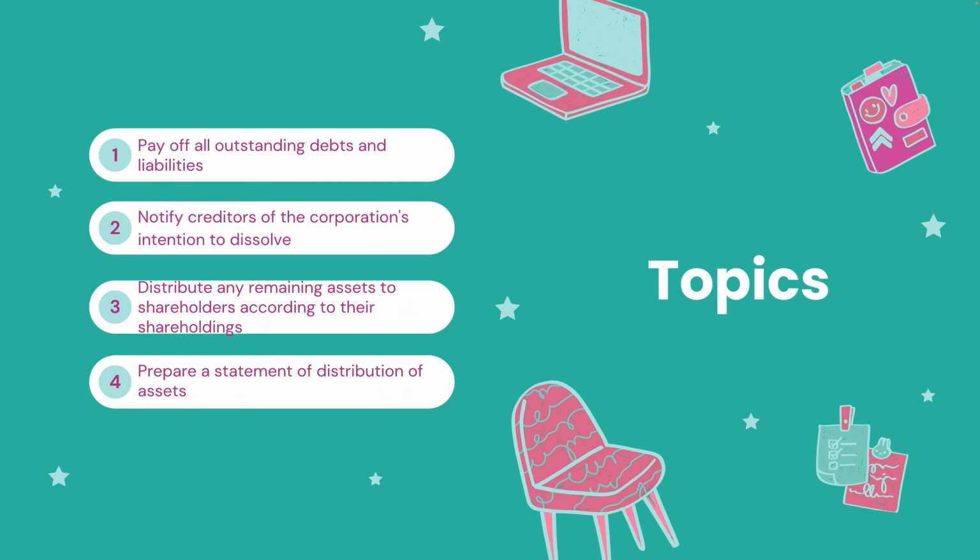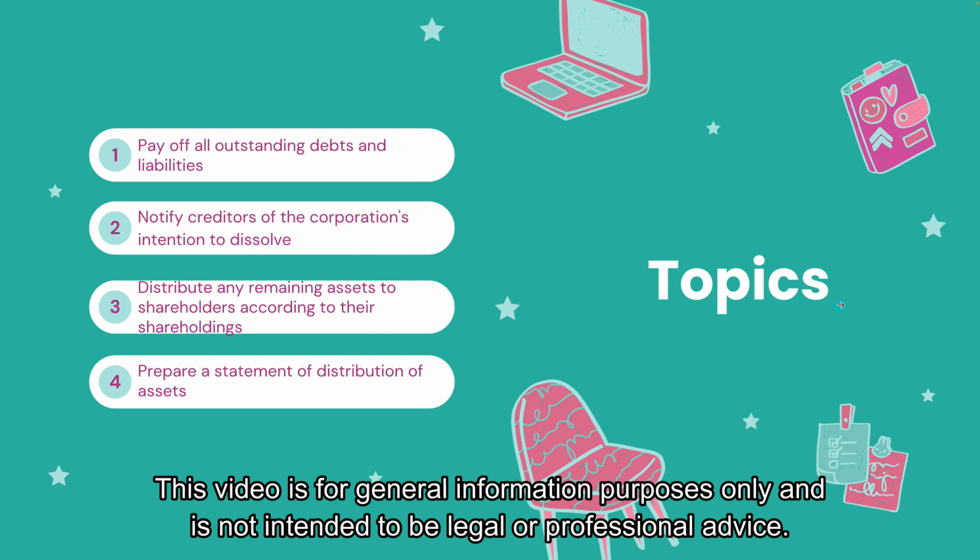Okay. So these are the topics that we are going to be covering today. Number 1 is paying off all outstanding debts and liabilities. Number 2, notifying creditors of the corporation's intention to dissolve. Number 3 is distribute any remaining assets to shareholders according to their shareholdings. Number 4, prepare a statement of distribution of assets.